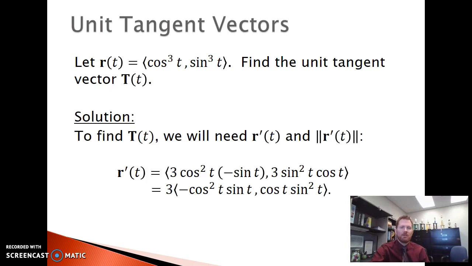So r prime of t, by using the chain rule on each component of r of t and simplification, we get this expression for r prime of t. I factored the common 3 outside the vector. It is just a constant multiple, and we're left inside with negative cosine squared t times sine t and cosine t times sine squared t.